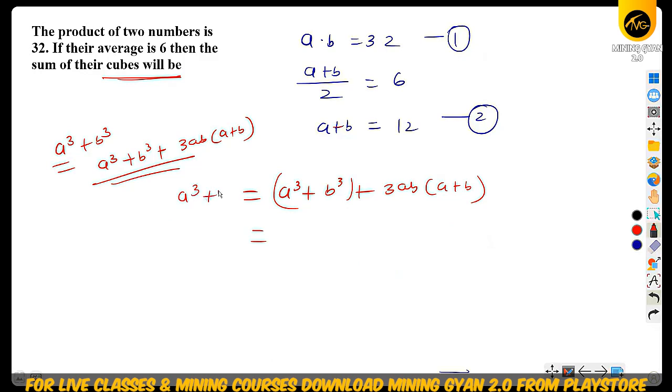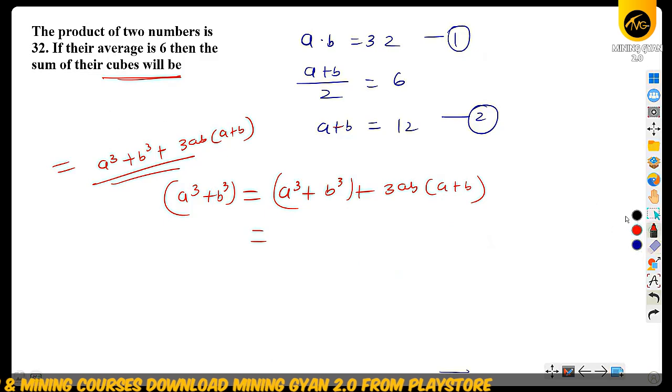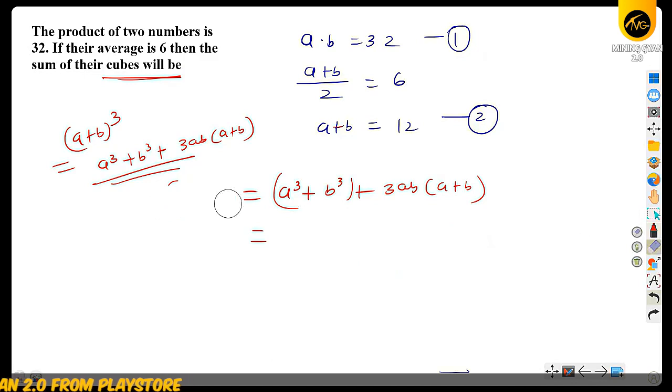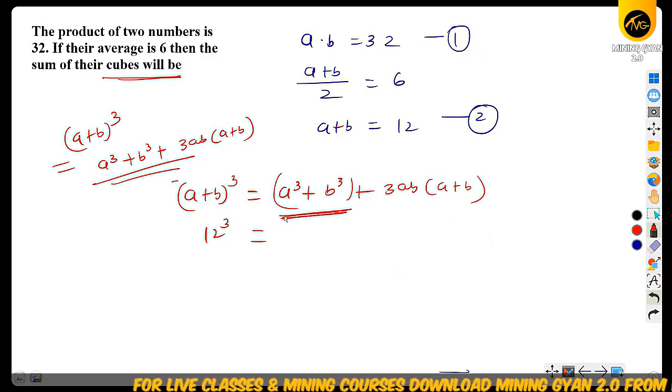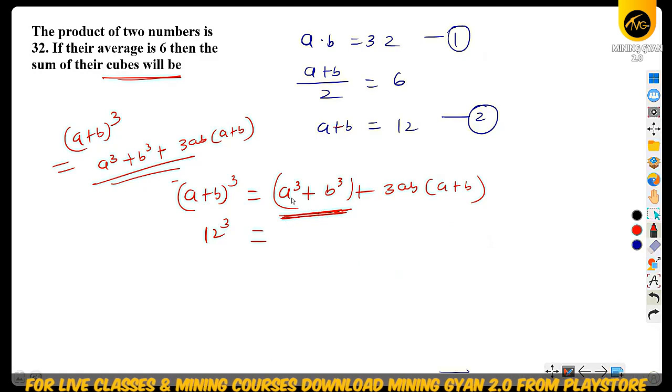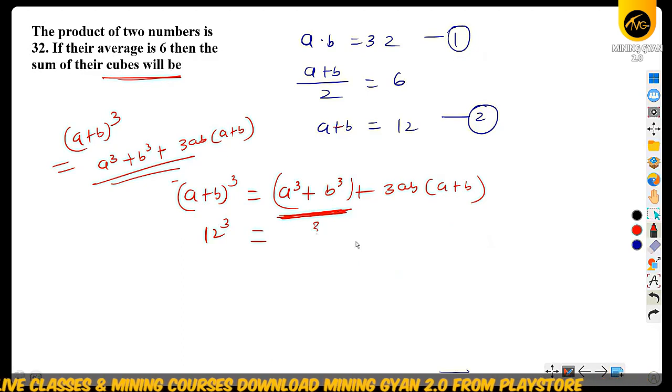Okay, sorry, it is A plus B whole cube. So A plus B is 12, cube, equal to A cube plus B cube plus 3AB into A plus B. We have to find A cube plus B cube, because the question is the sum of their cubes. So this is the question portion.